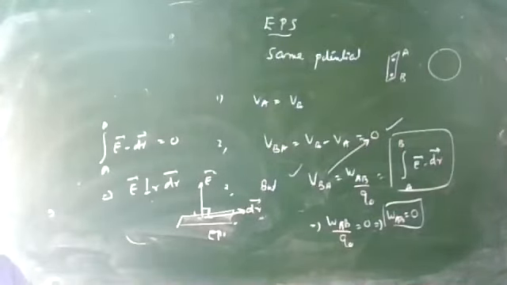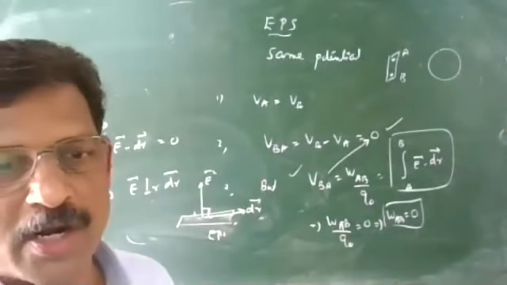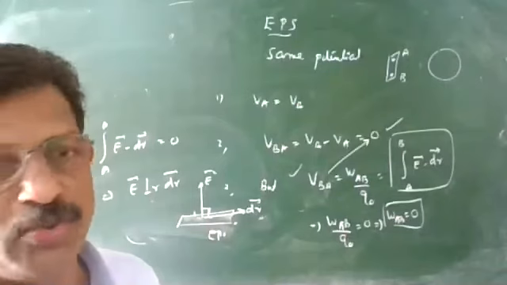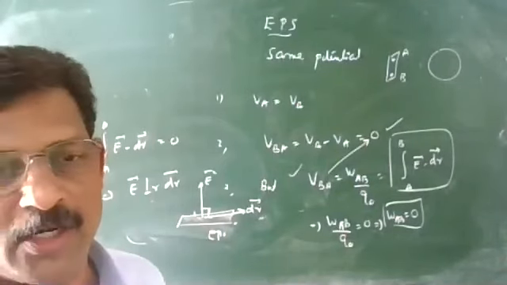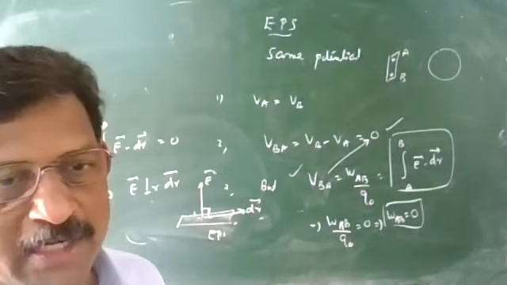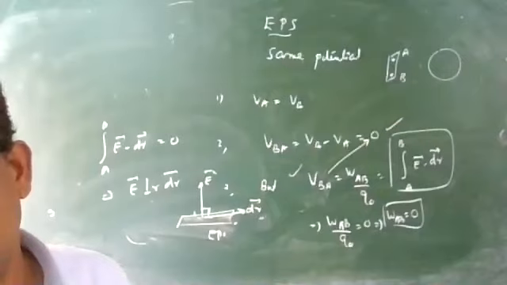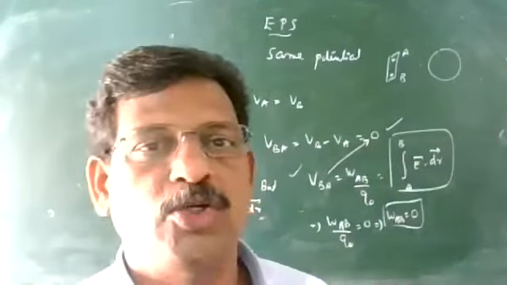These are the different points on an EPS. So the potential difference is 0, the work done moving any charge is equal to 0, and the E vector is perpendicular to the dr vector. The E vector is in the direction of the electric field lines. So electric field lines are perpendicular to the EPS. That is the last point. Electric field lines are perpendicular to the EPS.